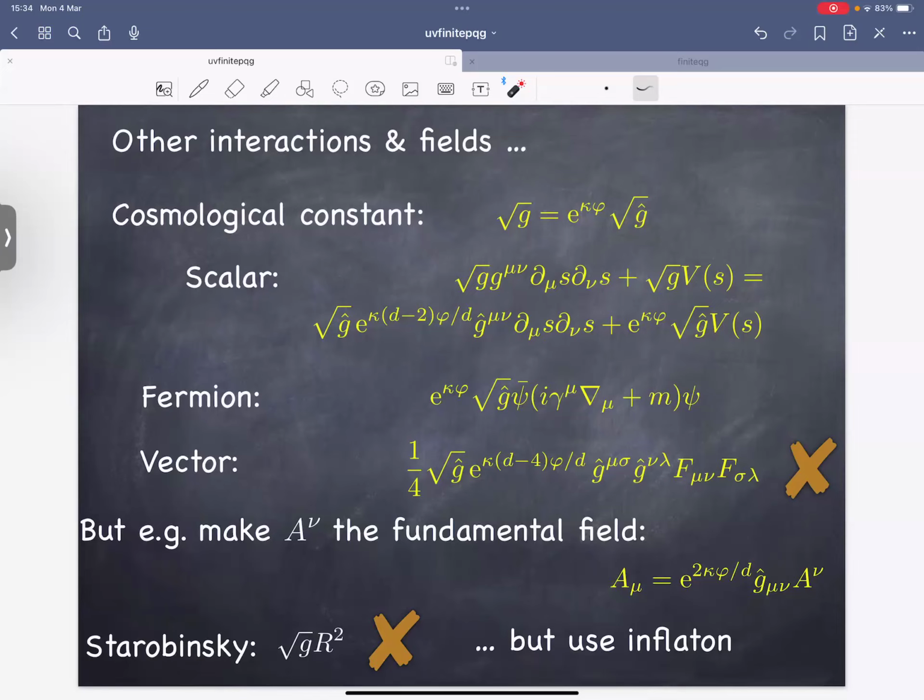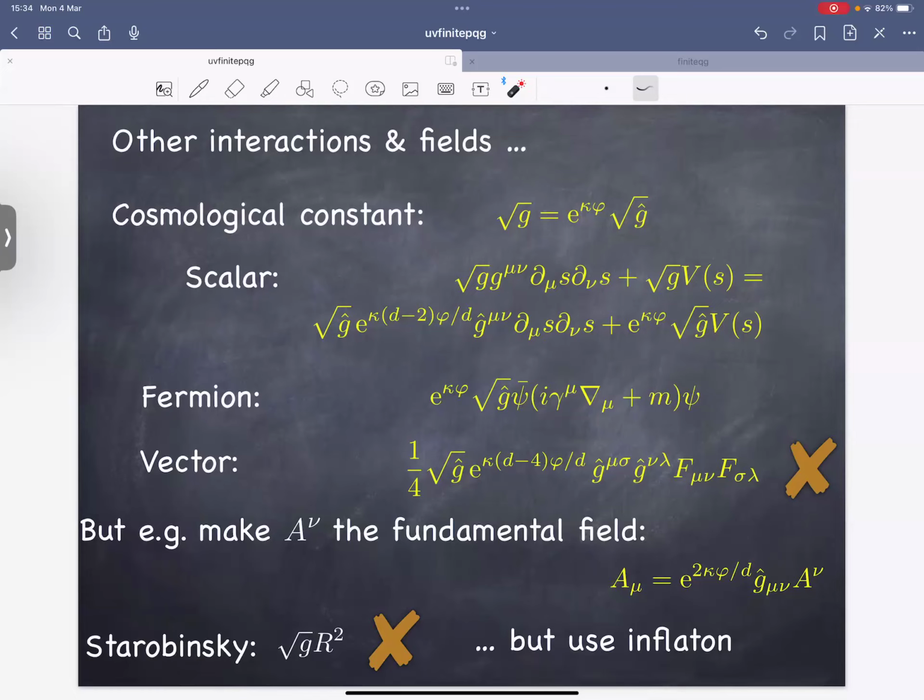But we can easily fix that by, for example, making the contravariant vector the fundamental field, so that actually what goes into the Lagrangian is this expression. And then you get more than enough positive exponentials of phi from this translation when you substitute it in here. The one case where you can't just directly use the interaction is the so-called Starobinsky term, the square of the scalar curvature, which is a physically allowed correction to Einstein gravity, and indeed is one of the leading contenders for explaining inflation.